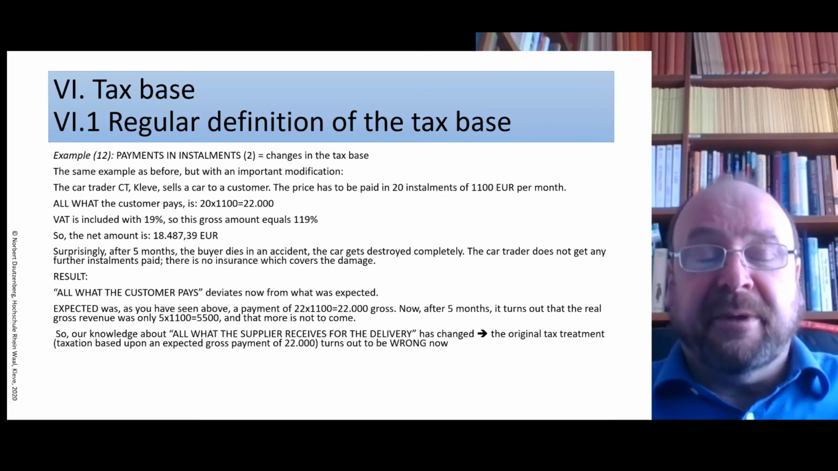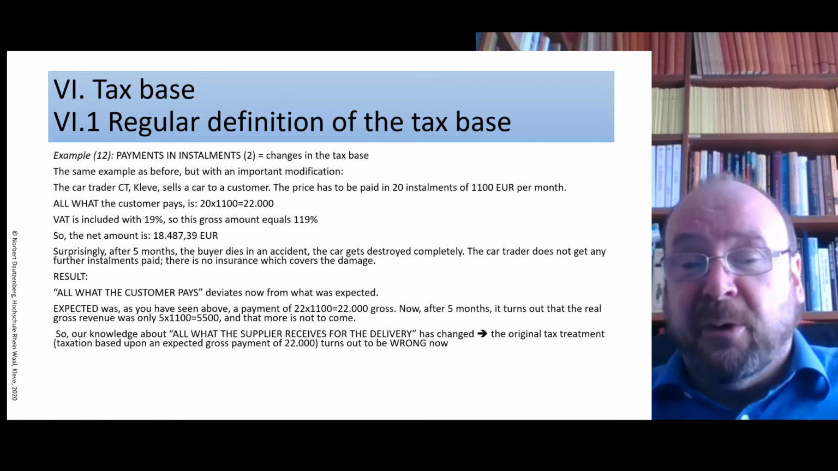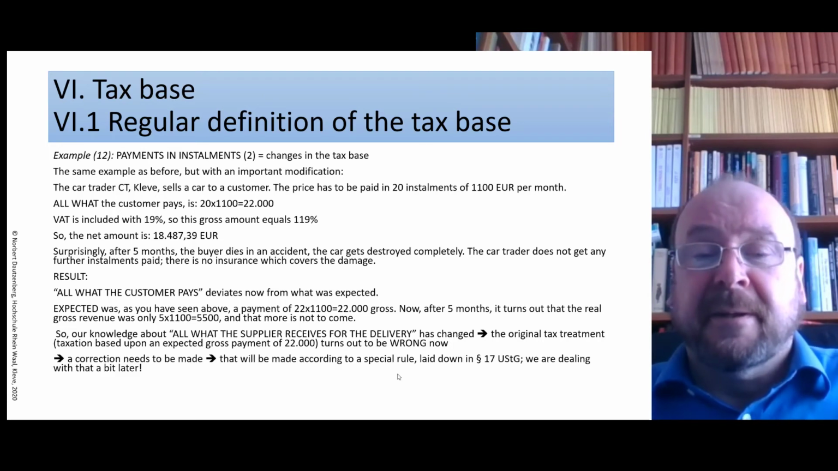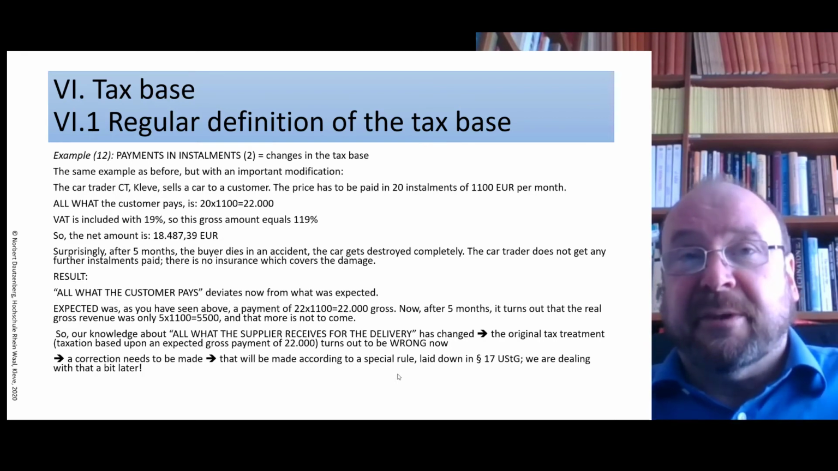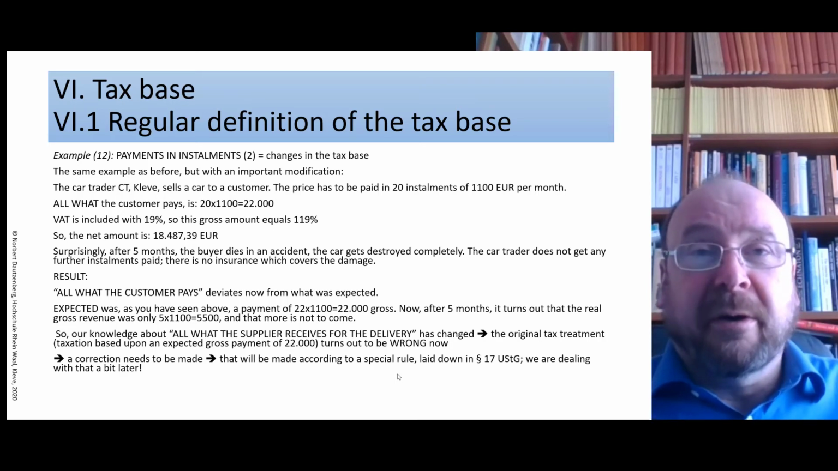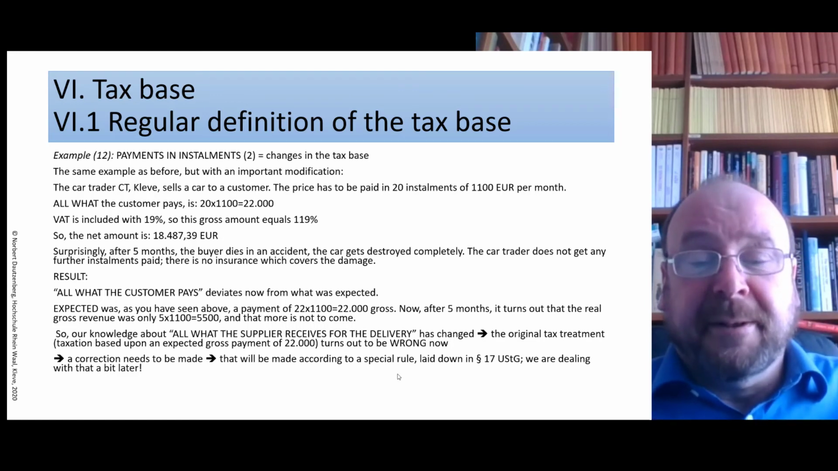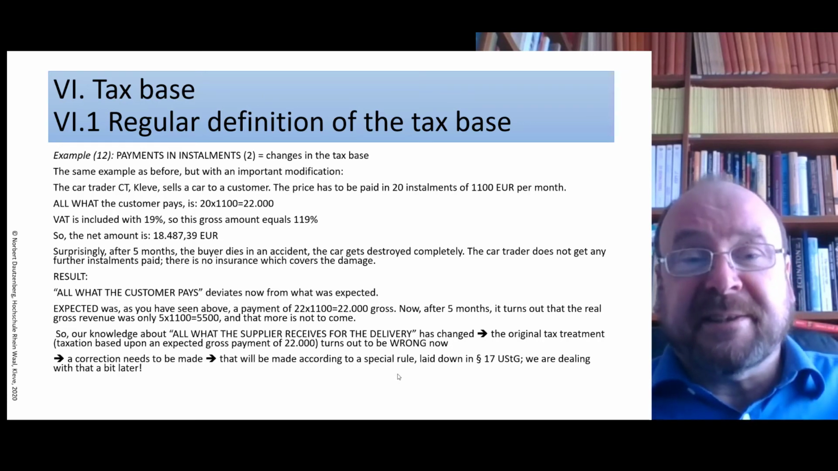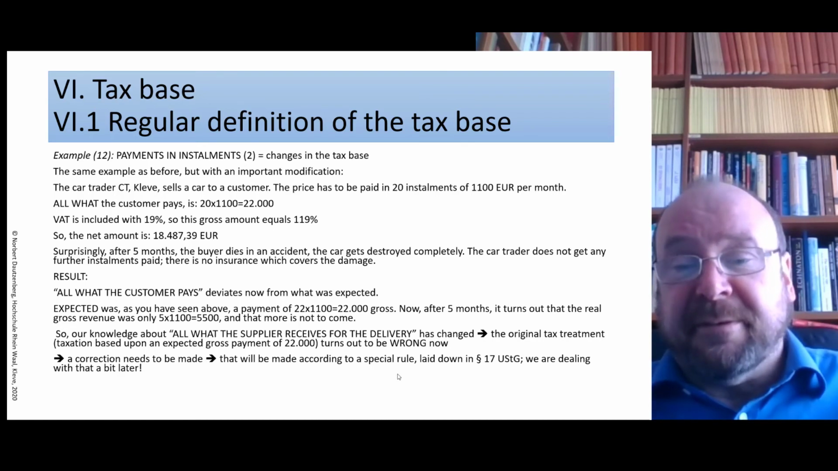But now in the retrospective, so afterwards, your knowledge about all what the customer pays has dramatically changed. You know the 22,000 was a wrong estimate now, and you only got 5,500 and you never will get any more. So a correction of the originally wrong amounts and wrong VAT amount should be made. For this you have special rules in the German VAT law under which circumstances and at which moment such a correction is possible. That is paragraph 17 UStG.